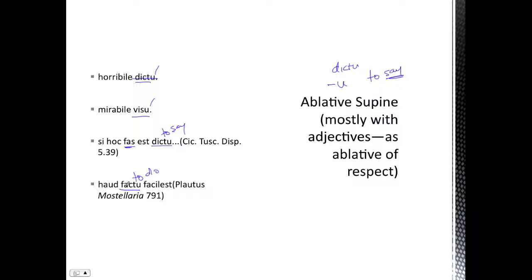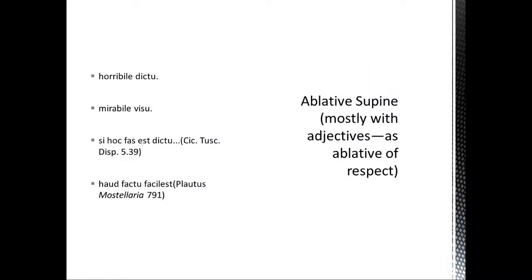Or haud facile est factu. It is hardly easy. It is not at all easy, factu, to do. It is easy with respect to doing. So keep in mind there are only these two cases. They're only used in these very limited situations. The accusative only with verbs of motion to show purpose, and the ablative only with adjectives and a few nouns to show in respect to what that adjective or noun is true.